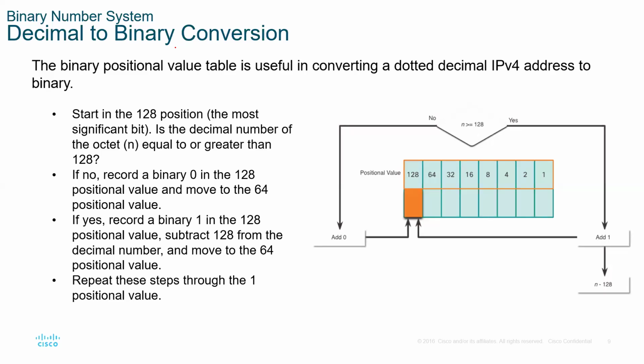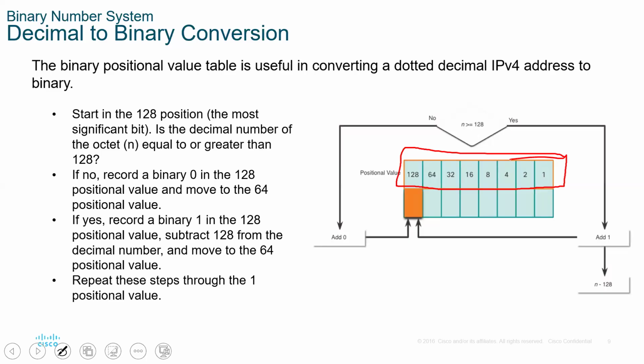Now, here is also using a table. And you see the table brings us back to the same position value. The position value is telling us that there are 8 bits, and these 8 bits are the same value and they are constant. And then it says, start in the 128 position. Let's say you have a particular number you want to convert. We're going to use an example very soon.